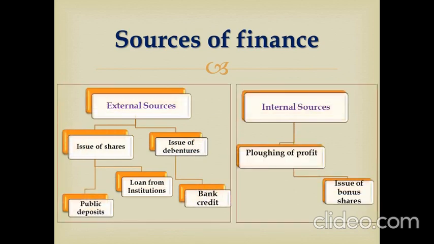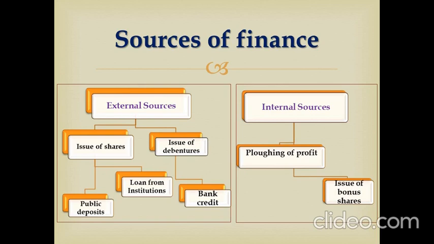In external sources, I can issue shares, I can issue debentures, and loans from institutions can be taken for a long period of time so that they can give me the facility of loans. Then there are public deposits, whatever the public is depositing, I can have it. Then there is bank credit, where the bank provides me some facility, and that facility is benefited by me. For a long period of time, if I require some money, these external sources will help me more than internal sources.